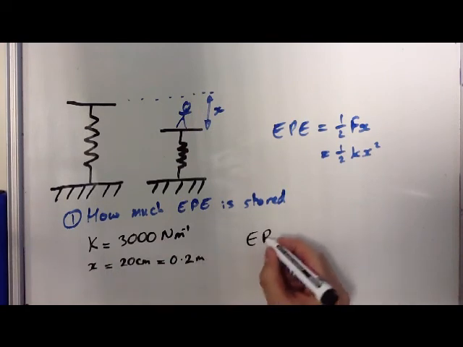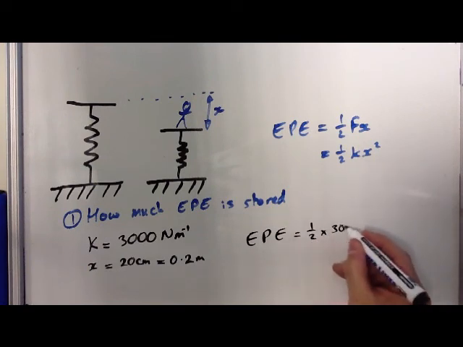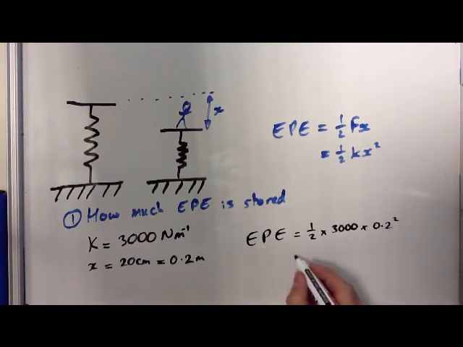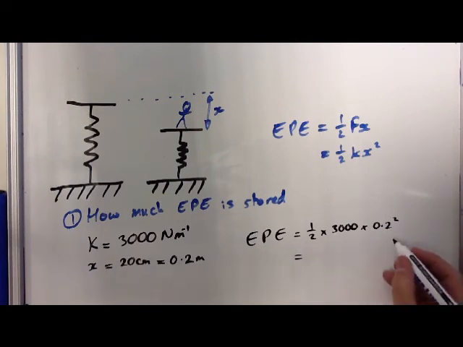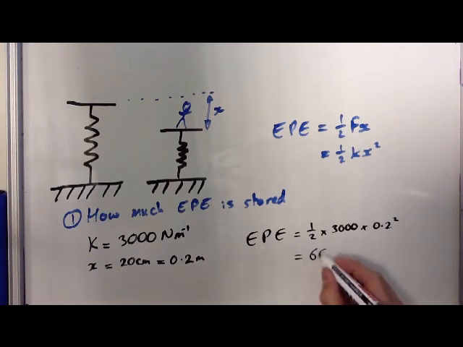Well, the EPE, we know it's going to be half Kx squared, so a half times 3,000 times 0.2 all squared. 0.2 squared is 0.04, times by 3,000 is 1,200, which gives us a total amount of 600 joules stored by compressing that spring.